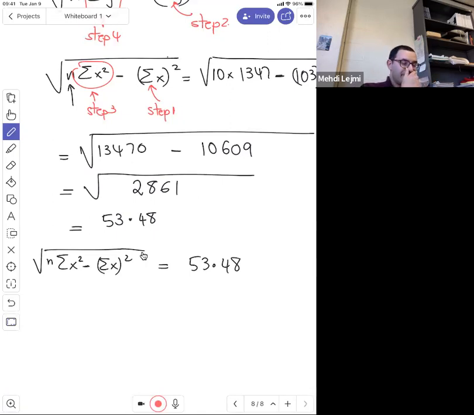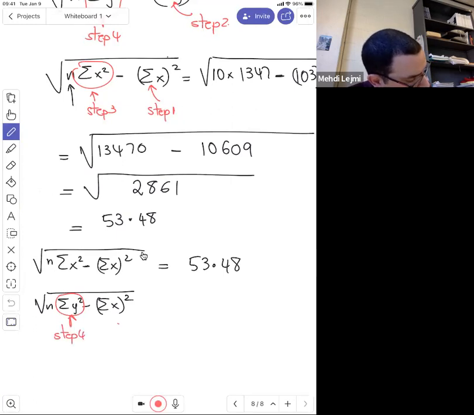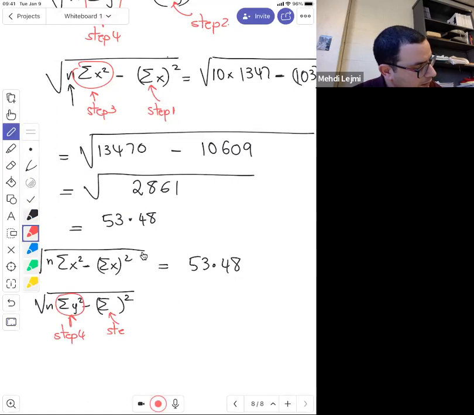Now you need to do the same thing with the y. This is for the x. So we need to compute the square root of n times the sum of the y squares minus the square of the sum of the y's. Again, n is the size of the sample, we have 10 data pairs. This is from step 4, and this is from step 2.